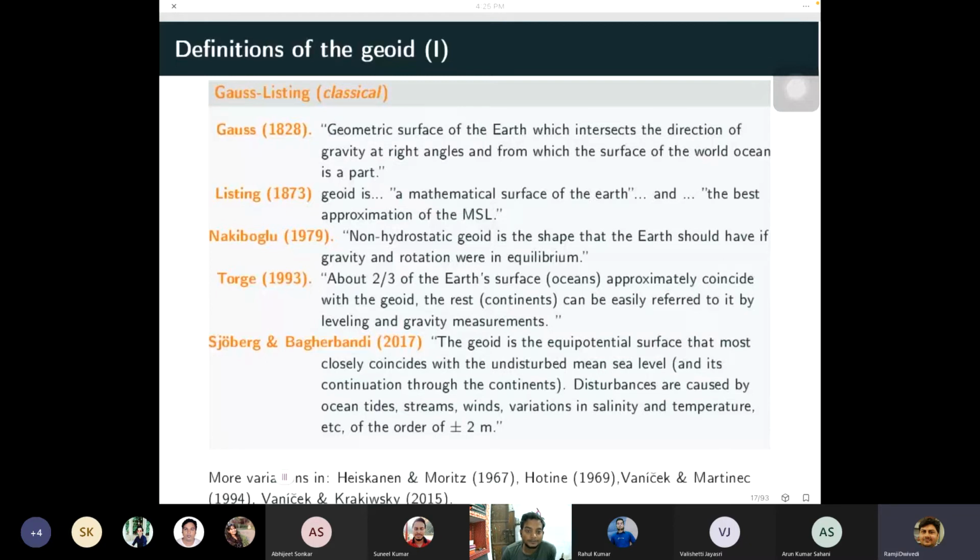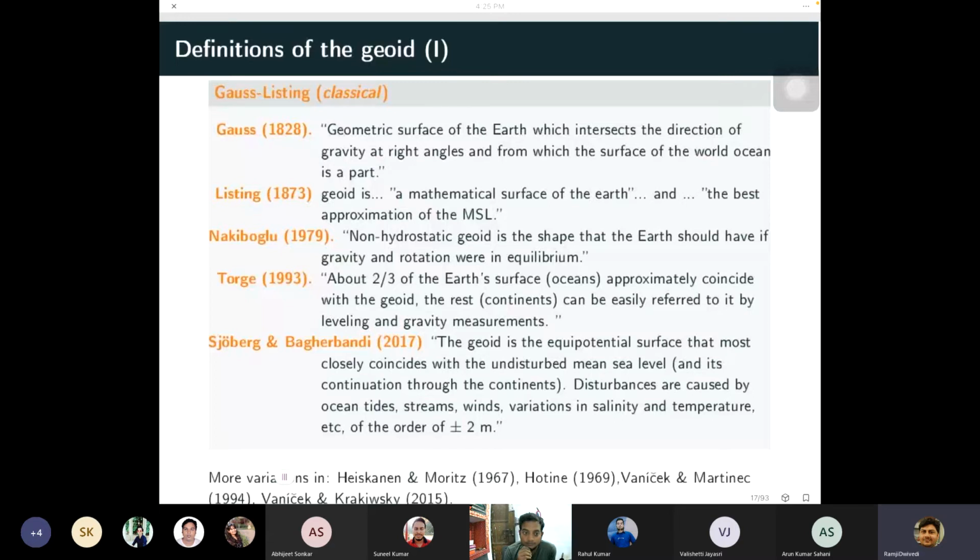Now, why is it called a mathematical surface? Because you can estimate the MSL, which is mean sea level, and that's how you can give an example of the geoid with the help of mean sea level. Then in 1979, by Torge: the non-hydrostatic geoid is the shape that the Earth should have if gravity and rotation were in equilibrium. It's a very good book on physical geodesy, a very basic book on physical geodesy.